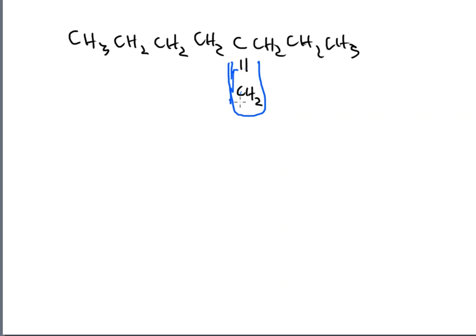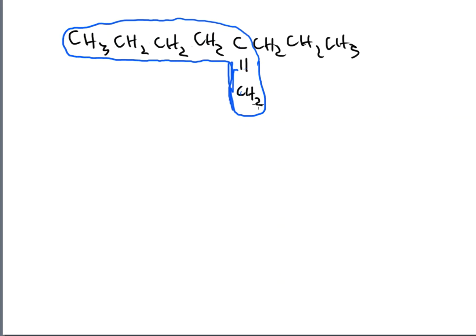Or do I go left-handed and do a 1, 2, and then a 3, 4, 5, 6? That is my longest carbon chain. My longest carbon chain is going to circle around like this. I'm going to circle that longest carbon chain, and this is the way that I have to name it.